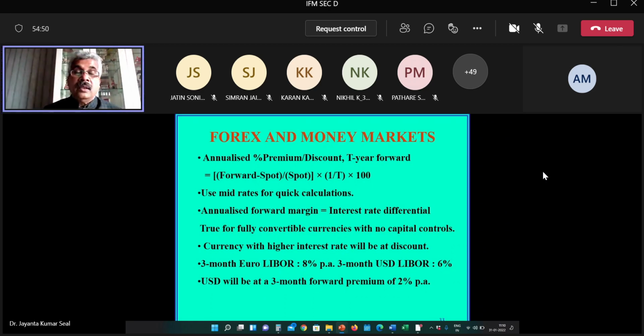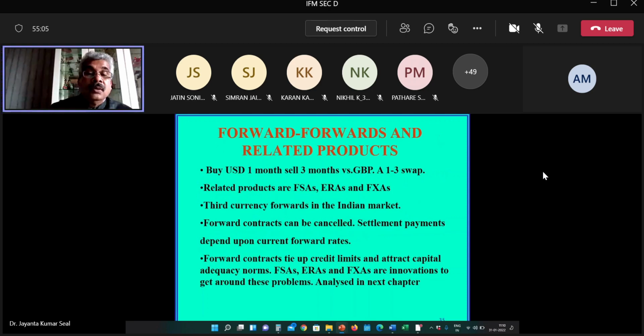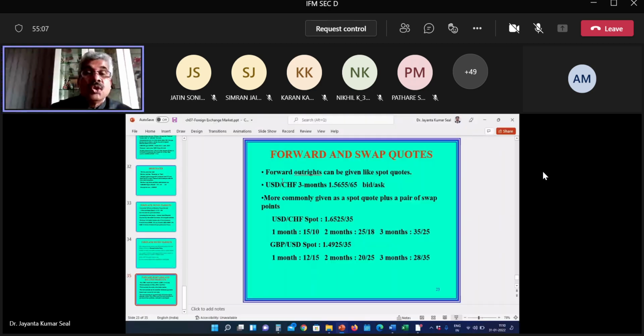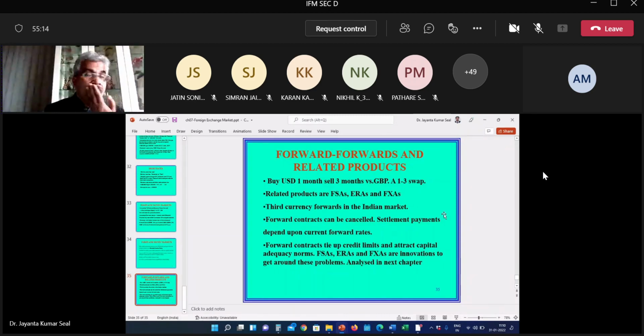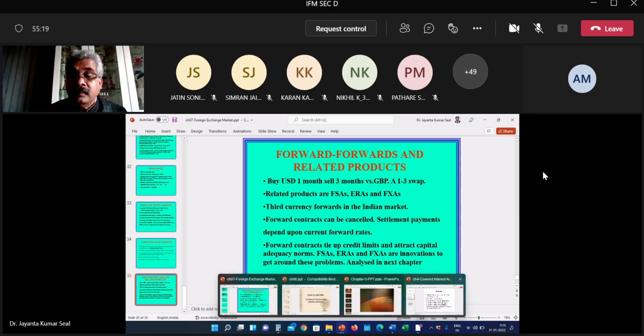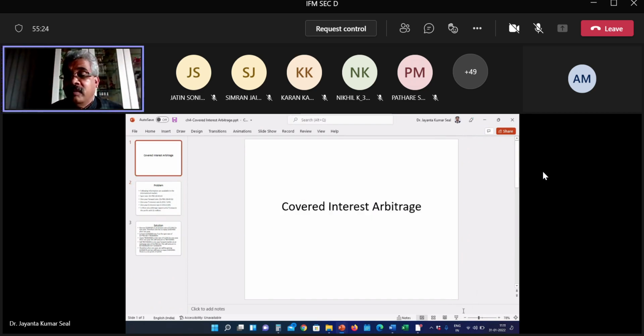LIBOR we will discuss at the time of interest rate swap. Covered interest arbitrage, if you remember, we have done one, but today also we'll do one big problem with 2 rates and all. So let me just show you the problem. Any question on this? So let me solve this problem of covered interest arbitrage.